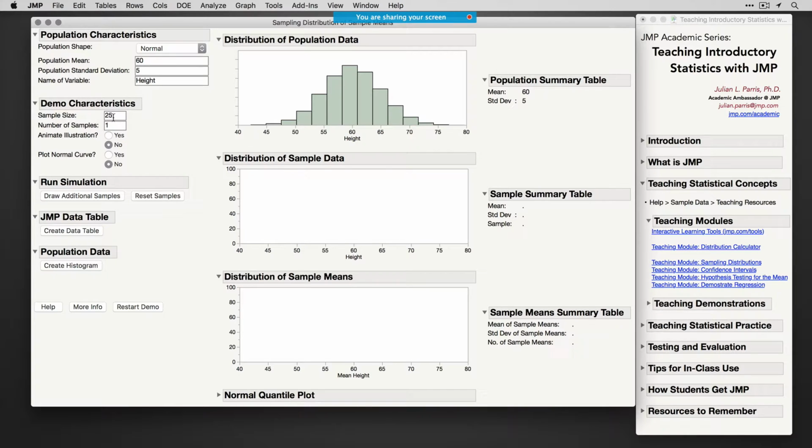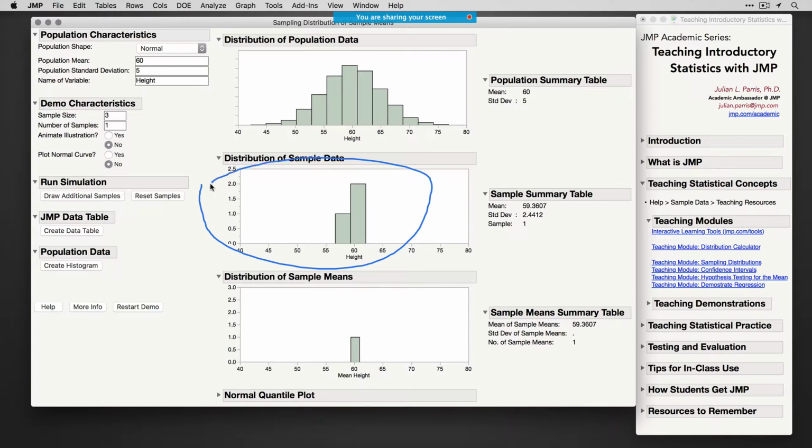Now let's leave the demo characteristics as one sample, but I'm going to set the sample size here to a size of 3. So every time I click draw, 3 individuals are drawn and shown in the distribution of sample data here. And in the distribution of sample means, the mean is taken for heights of those individuals and plotted right below. So what we have is every time we draw, we're plotting the mean for each sample.